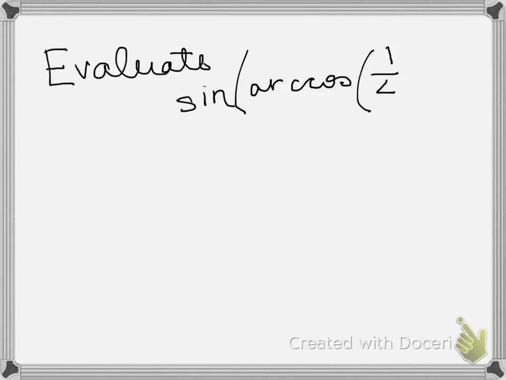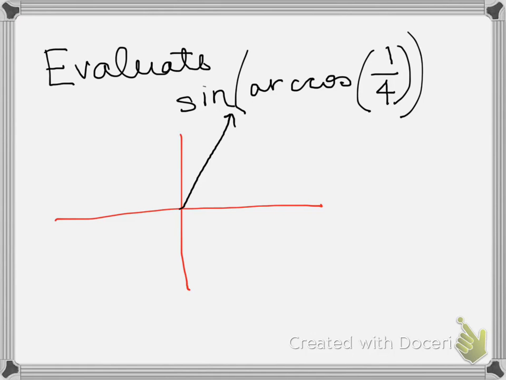Okay. So let's do one more. Let's evaluate sine of arc cosine of 1/4. So this is a little bit more involved. We're going to find arc cosine of 1/4 and then take sine of that. So we have this 1/4, and arc cosine is going to take a value in either the first or second quadrant, and since 1/4 is positive, it's going to be in the first quadrant. So arc cosine gives an angle, and there it is.